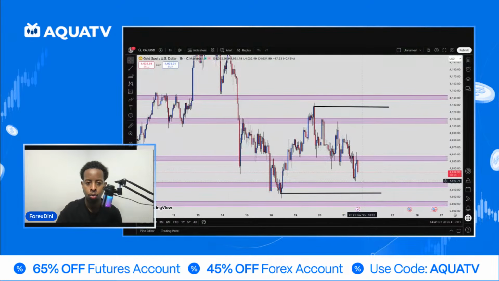Hopefully we get gold to push down to 4,005, so we get more of a bearish momentum from there. But if it pulls back up and we see gold test the 4,100 levels, I need to see it close above that point.